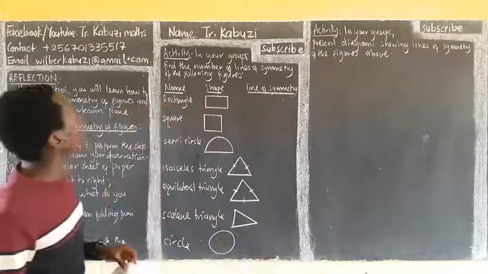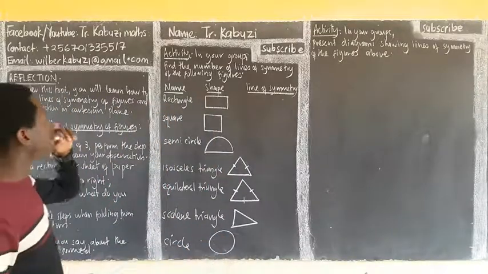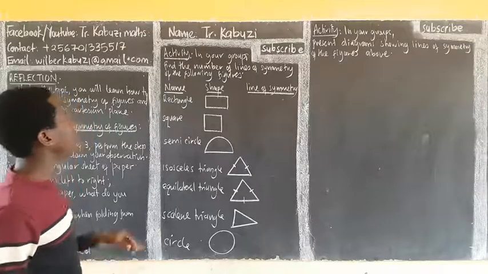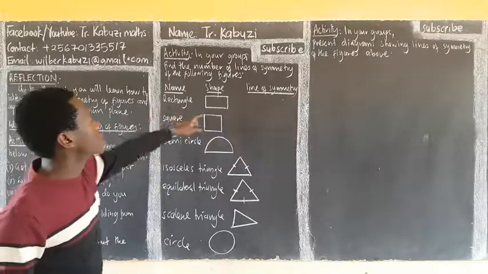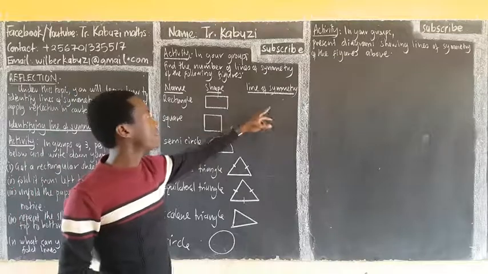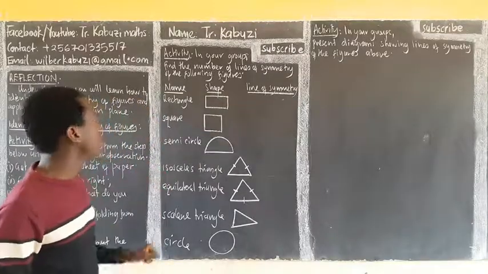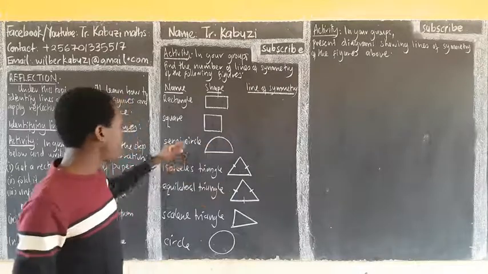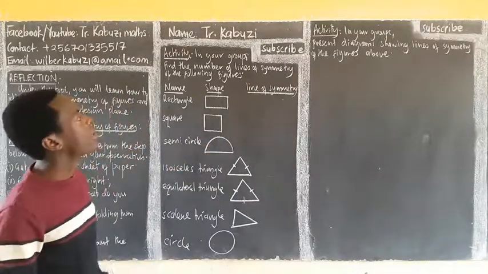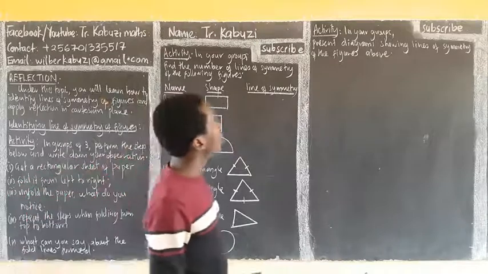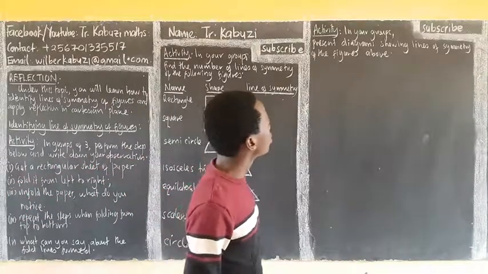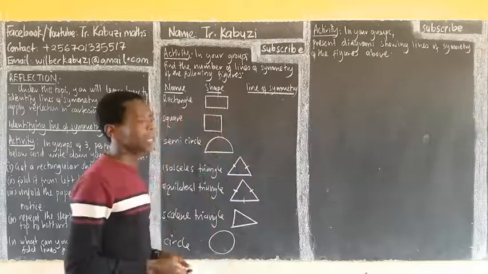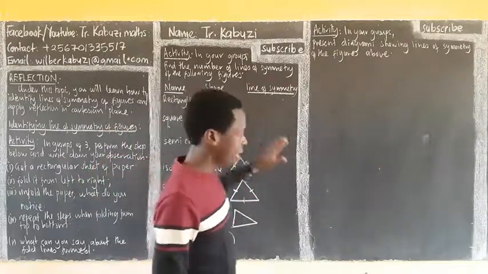Okay. So when we come to the next activity, in your groups, find the number of lines of symmetry of the following figures. So here we have a rectangle, that's the shape. Then they're asking us how many lines of symmetry. We have a square, the shape, the same circle, up to when we reach the circle. Then they are also telling us, in your groups, present the diagrams showing lines of symmetry of the figures above.